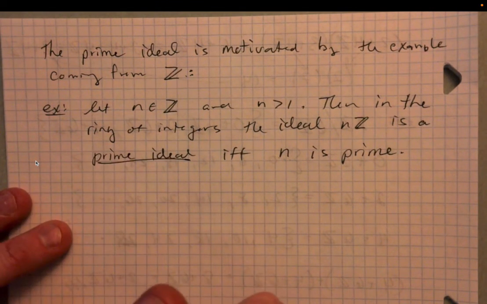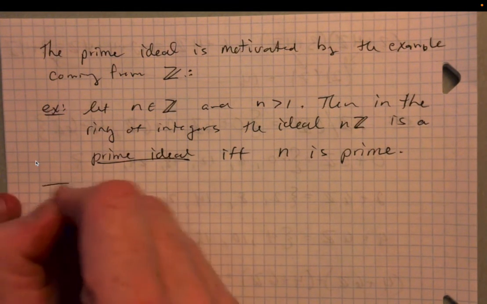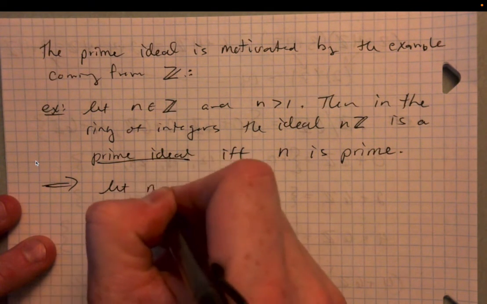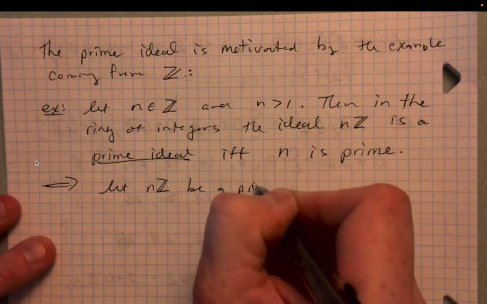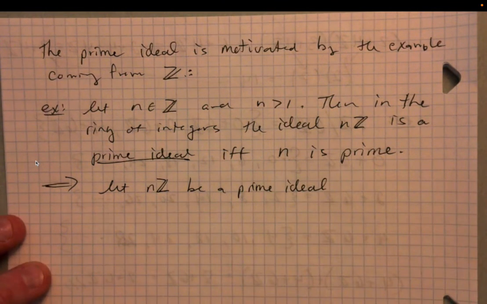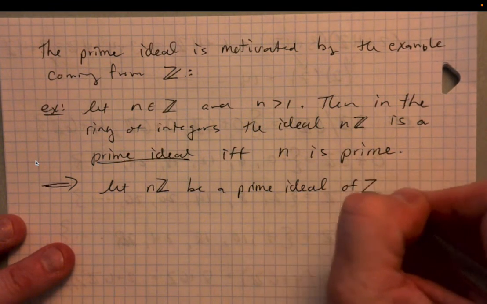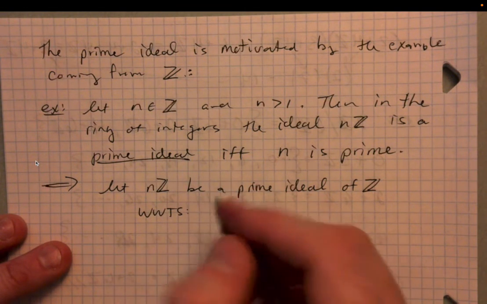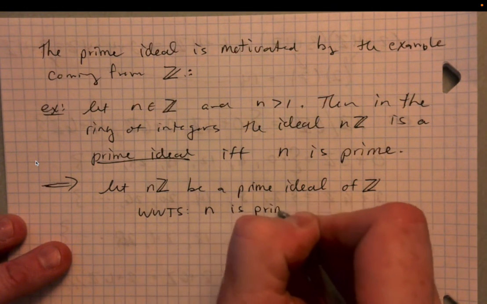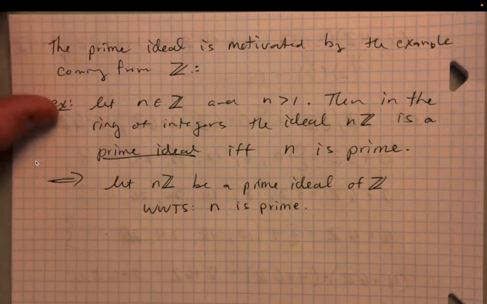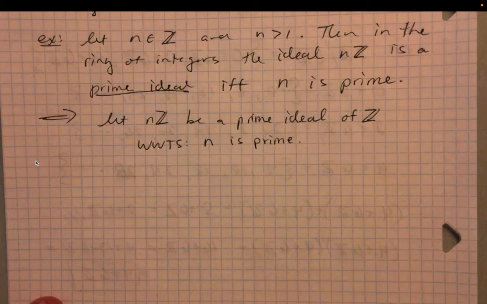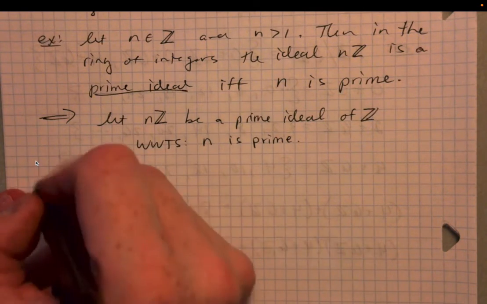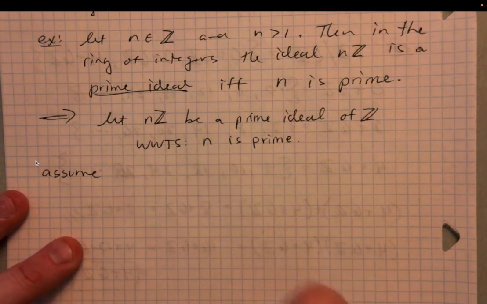We'll go this way first. Let nZ be a prime ideal of Z, the integers, and we wish to show that n is prime. Can we do this? Yes. So we're assuming that nZ is a prime ideal, and we wish to show that n is prime. What we're going to do is assume the reverse. Let's assume n is not prime.